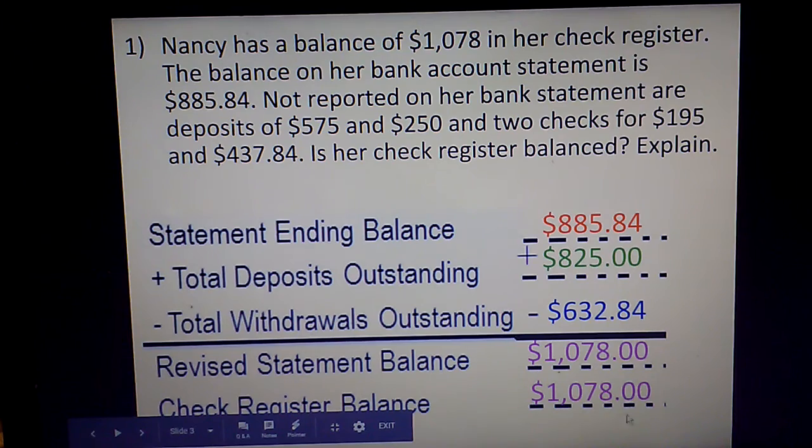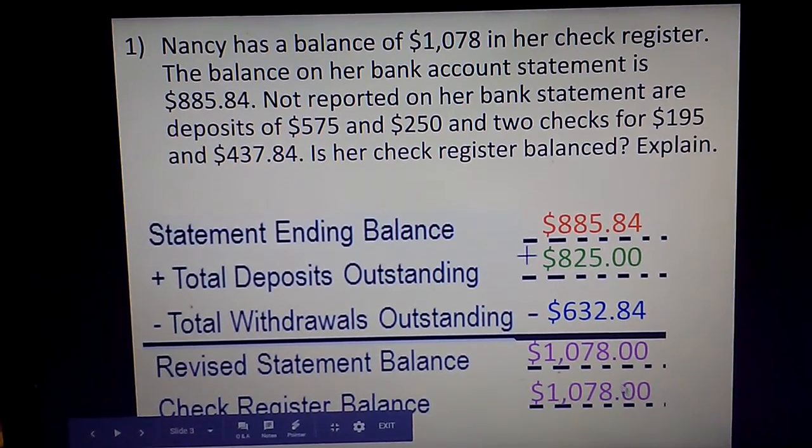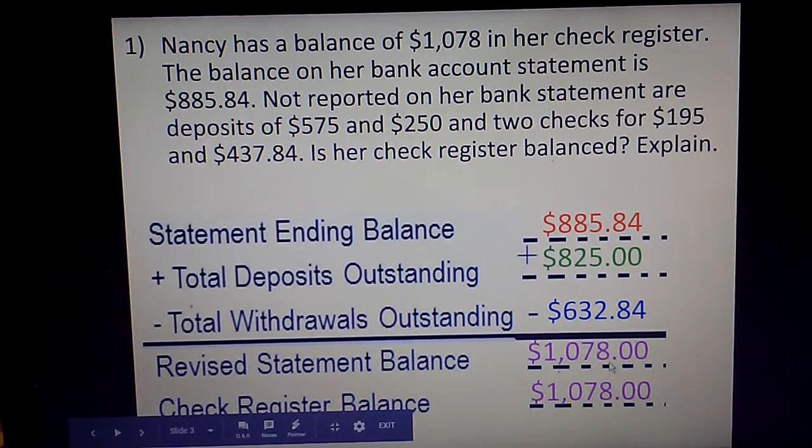If they don't match, and you cannot just assume that they're going to match, you have to check. If they don't match, you have to go back and find out where the mistake was made. Did you forget to write something in the register? Did you add or subtract wrong? Did you write the wrong numbers down? Or is it the bank's mistake? But you have to find the mistake and get it fixed.